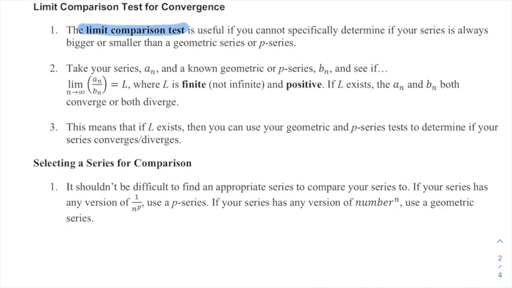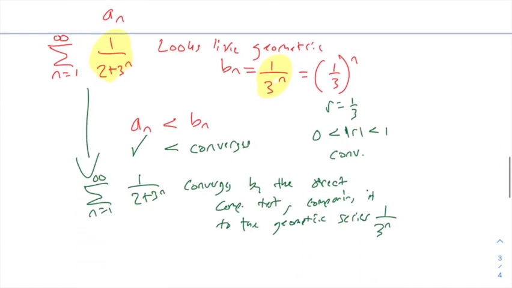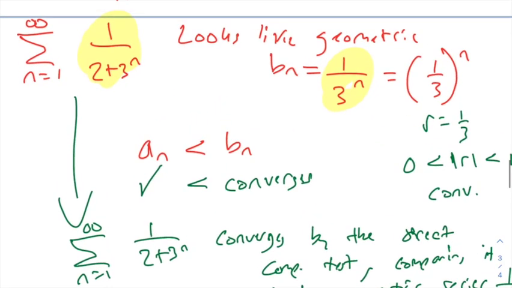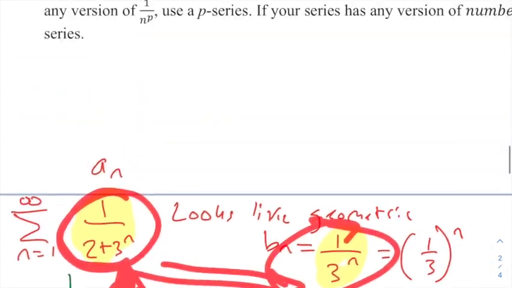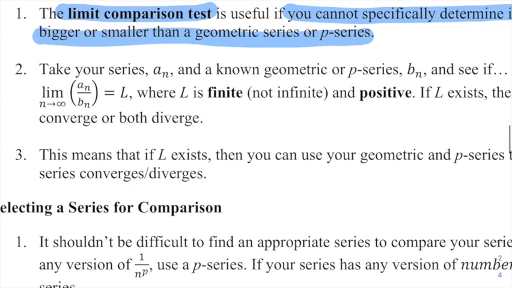Let's read. The limit comparison test is useful if you cannot specifically determine if your series is always bigger or smaller than a geometric series or p-series. See, on this direct comparison test we did, we were able to tell 1 over 2 plus 3 to the n is always smaller than 1 over 3 to the nth. That's always going to be the case. But maybe there would be extra stuff in our function in the denominator that doesn't quite match up so nicely with 1 over 3 to the nth power, and we just can't tell. Well, that's where this test comes in.